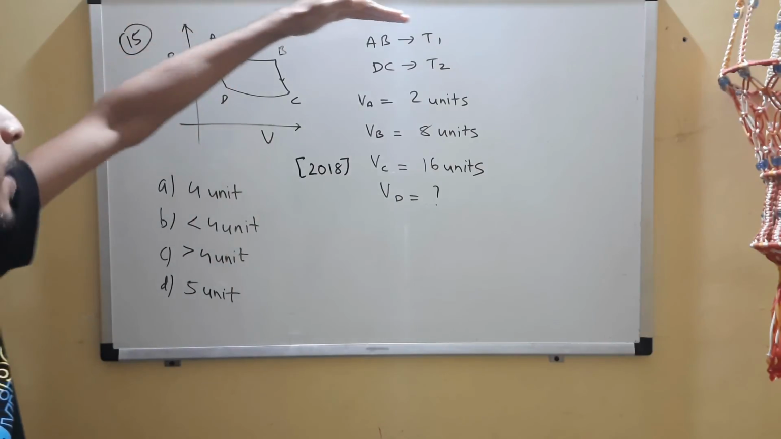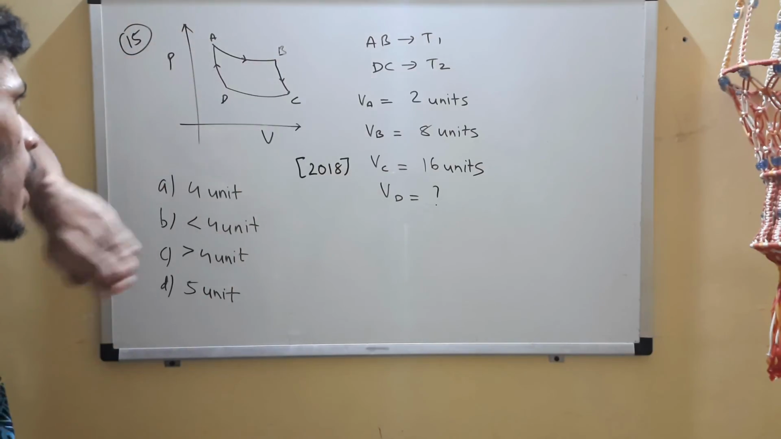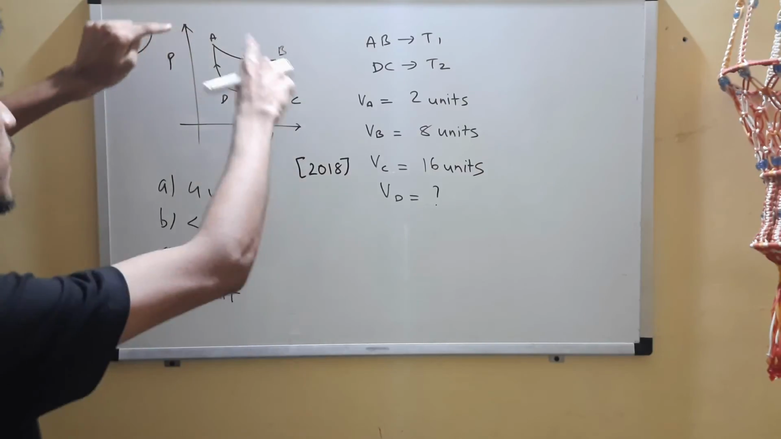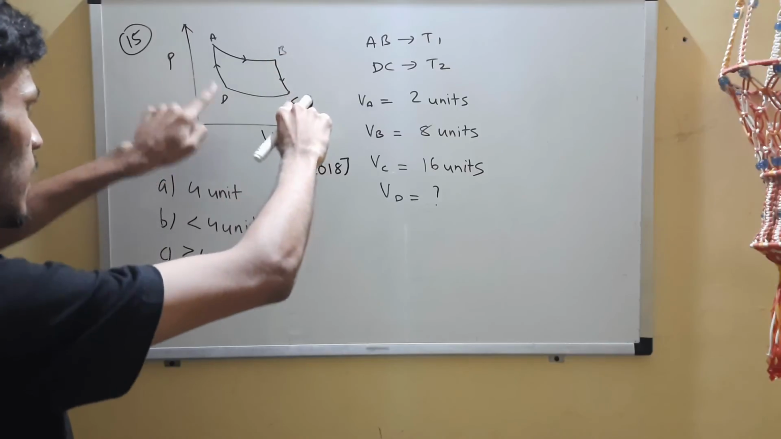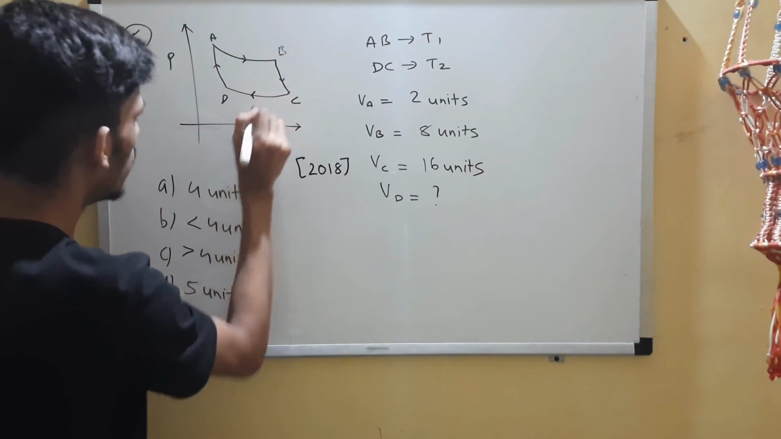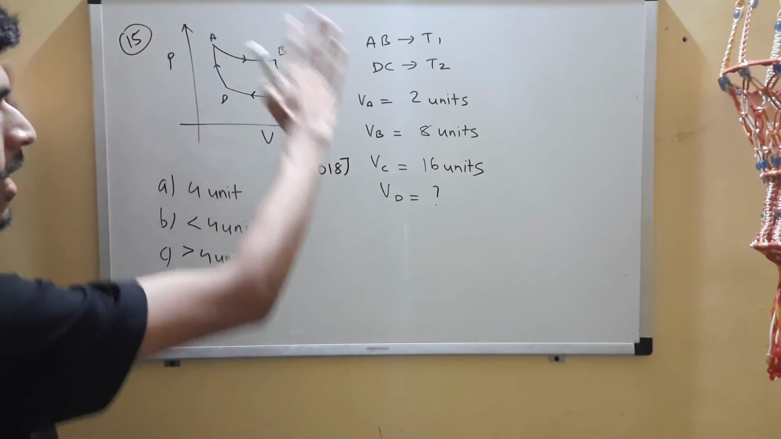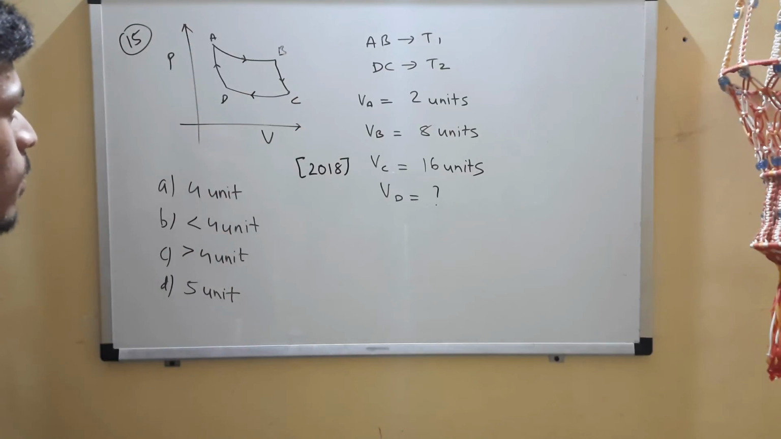AB is an isotherm at T1. DC is an isotherm at T2. They are isothermal processes, AB and DC. BC and AD are two adiabatic processes. So that is a Carnot cycle happening over there.